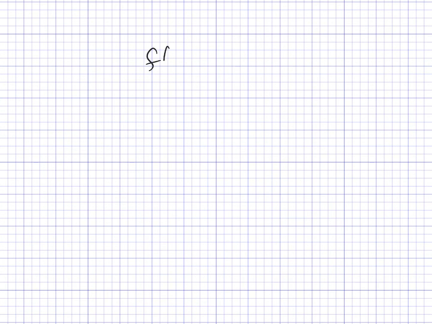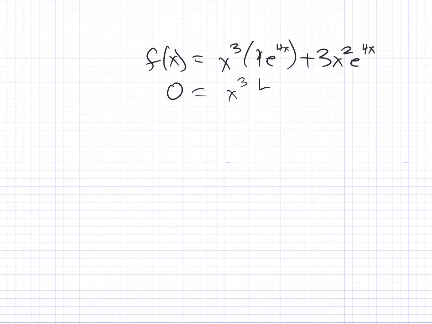Let's do this one here. x cubed times 4e to the 4x plus 3x squared times e to the 4x. All right. Okay, so when you have a problem like this, you have to look for the factors. It's wanting the zeros. So you have to look at this and say what is common between the two terms that are listed. If it's a trinomial, you factor it. What's weird?